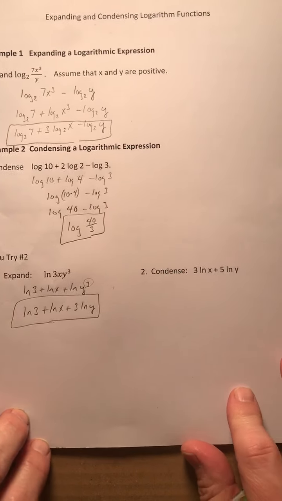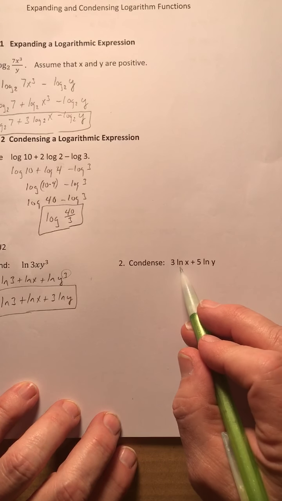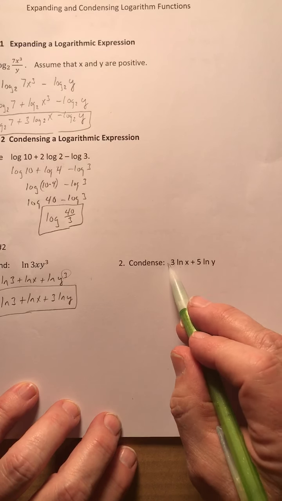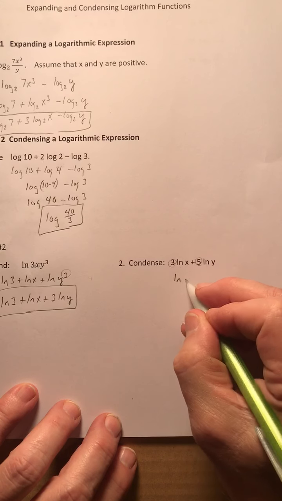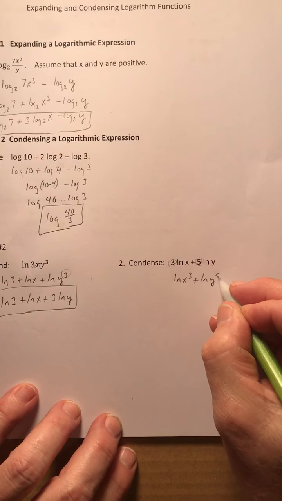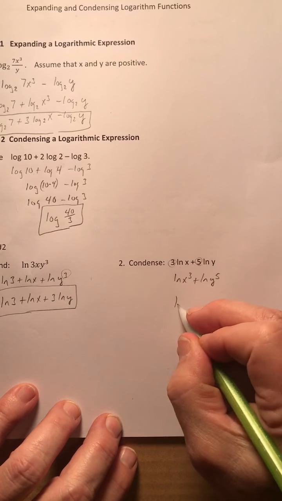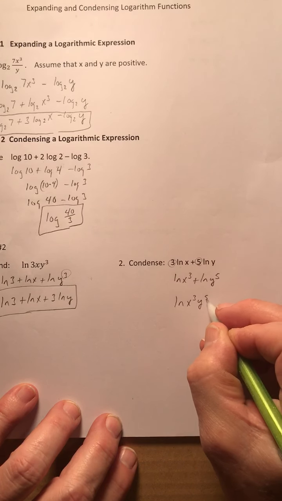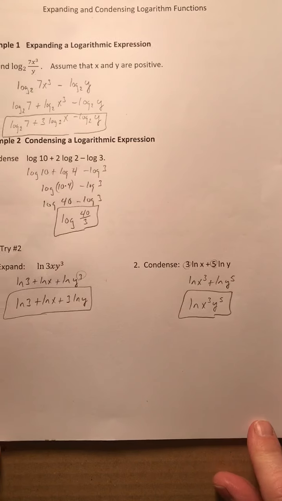All right, next one we're going to condense. So we're condensing this: 3 natural log of x plus 5 natural log of y. Again, we're going to get rid of these numbers out front and change them to exponents. So it becomes the natural log of x cubed plus the natural log of y to the 5th. And now since it's plus, we're going to change that to multiplication. And we get the natural log of x cubed y to the 5th. And that is condensed. Okay?